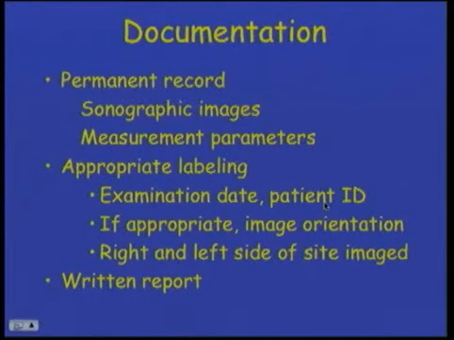Now, the guidelines also tell us that we need to record a permanent record of our images. And we need to record the measurements so that when we take that picture that comes up on the computer, we need to actually print it out some way. It's also important to label the images with the exam date, the patient ID number, and if appropriate, the image orientation. For example, whether it's sagittal or transverse, and also whether it's right or left-sided. Since the fetus moves around, you don't really know if it's an abnormal right kidney. We'd like to know that, and that there needs to be a written report.